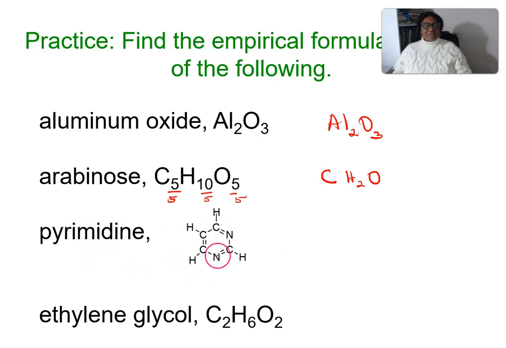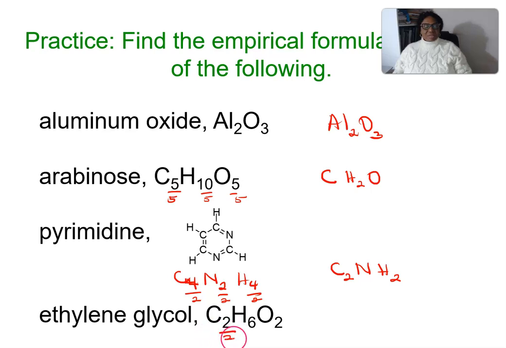Then let's look at pyrimidine. Pyrimidine has C4, nitrogen, it has N2, then hydrogen has H4. So you can divide this by 2, divide this by 2, divide this by 2. So its empirical formula is C2NH2.